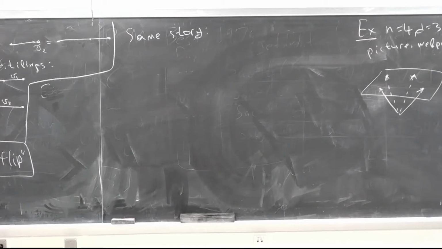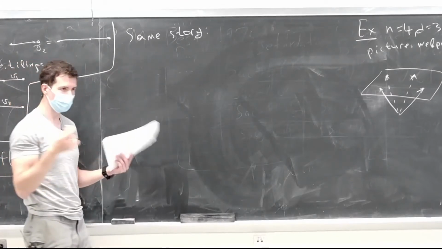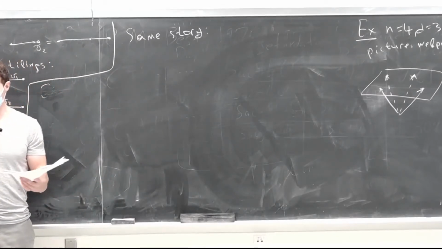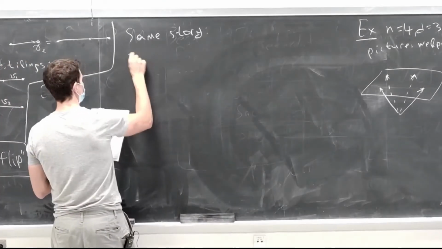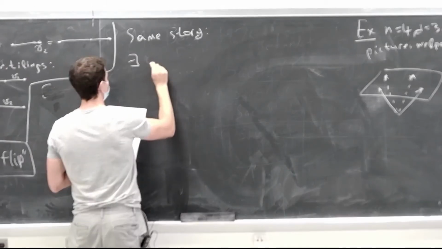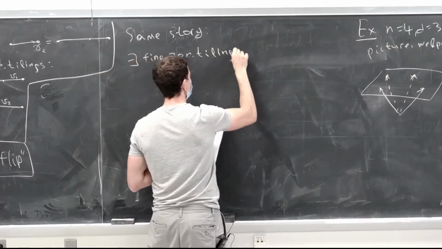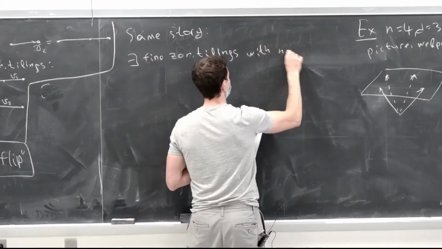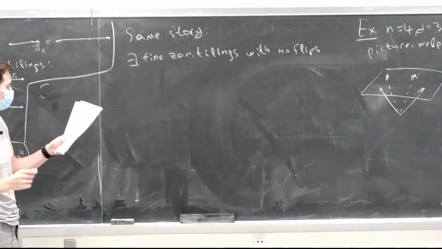The answer is no. So when I say the same story, I mean that. For triangulations, we had examples where there are triangulations which have no flips. The same thing happens here. There exist fine zonotopal tilings with no flips available, but these are very hard to construct.